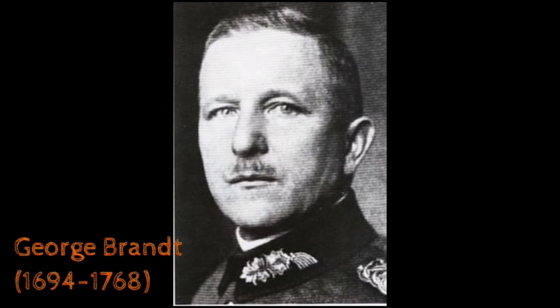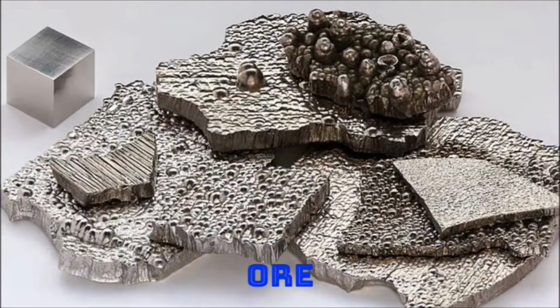Cobalt was discovered by George Brandt, a Swedish chemist. He was credited with isolating cobalt. The primary state of cobalt is in the form of metallic rusted ores. Cobalt is used in the production of alloys. Examples of alloys are alnico and stellite.